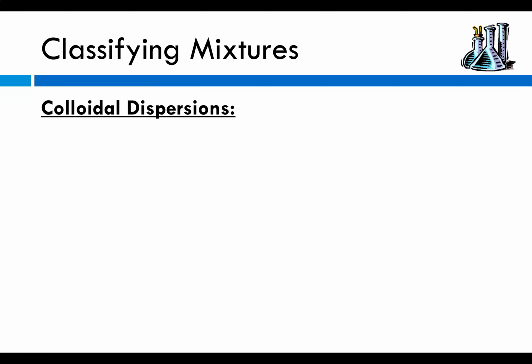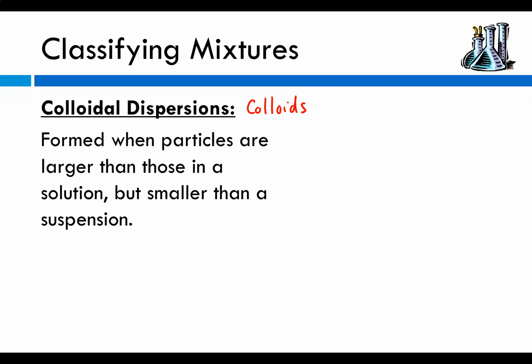Colloidal dispersions, or just simply colloids, are the middle, medium size between solutions and suspensions. When you have solute particles that are too big to technically be considered a solution, but too small to be considered a suspension, you've created a colloid or a colloidal dispersion.